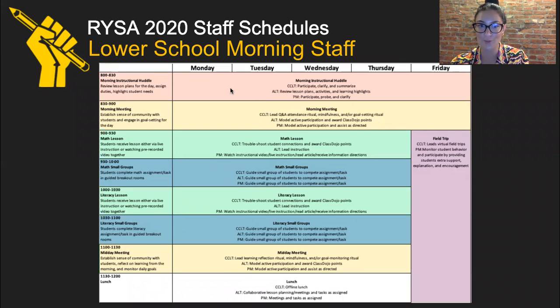In the center rows and columns, you'll notice that each role has been delineated for what their specific responsibilities are during that period of the time of day. For lower school morning staff, you'll note that from 8 until 8:30, we have the morning instructional huddle. The roles and responsibilities are as follows during that time. CCLT stands for Classroom Culture Lead Teacher. The Classroom Culture Lead Teacher participates, clarifies, and summarizes during that morning instructional huddle time when it's time to review lesson plans for the day, assign duties, and highlight student needs.